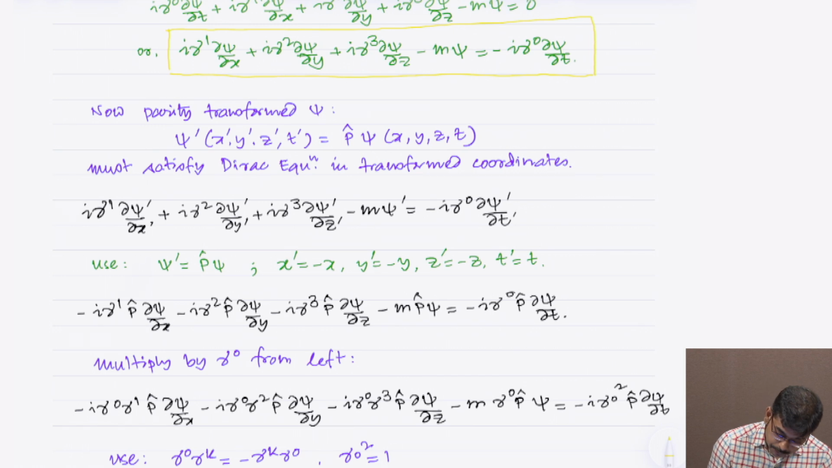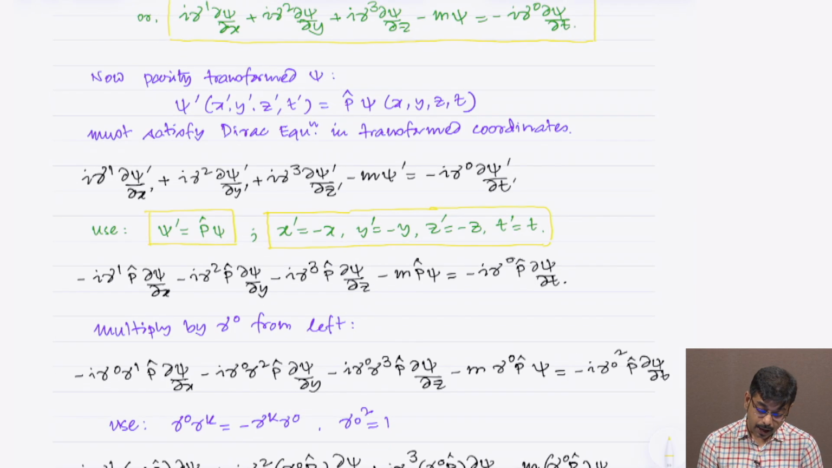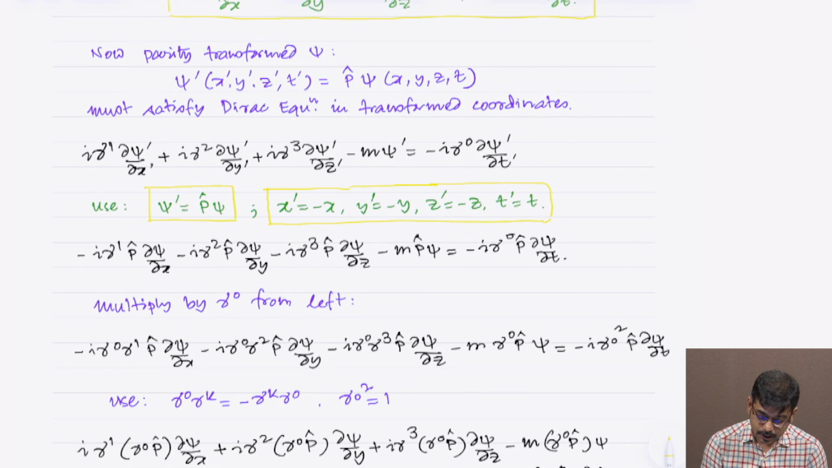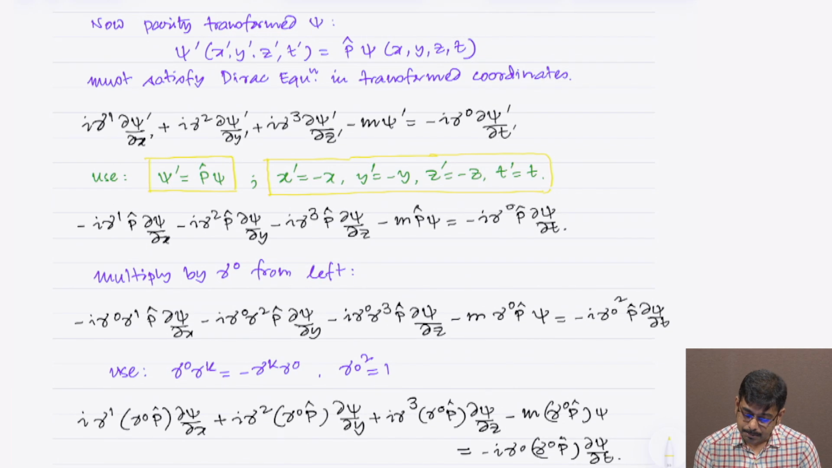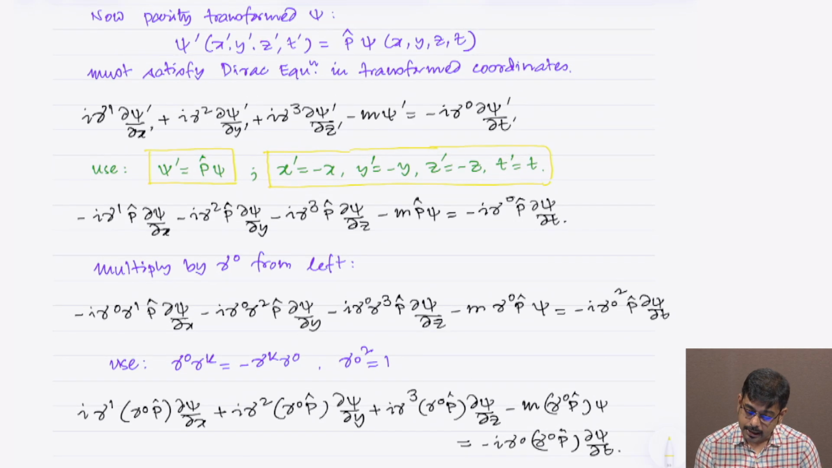Now I am going to use the facts that psi prime is equal to P psi, and x prime is equal to minus x, y prime equal to minus y and z prime equal to minus z, with t prime remaining t. If you do that, this equation becomes minus i gamma 1 P del psi del x minus i gamma 2 P del psi del y minus i gamma 3 P del psi del z minus m P psi is equal to minus i gamma 0 P del psi del t.